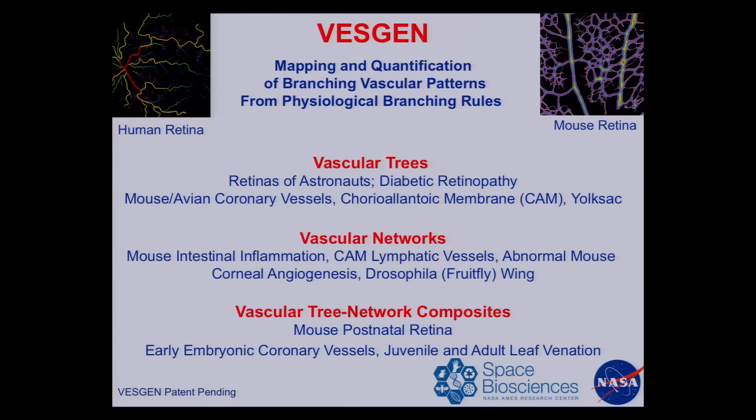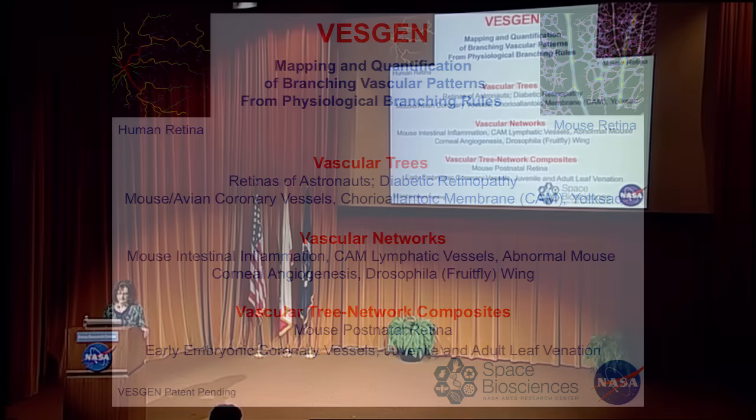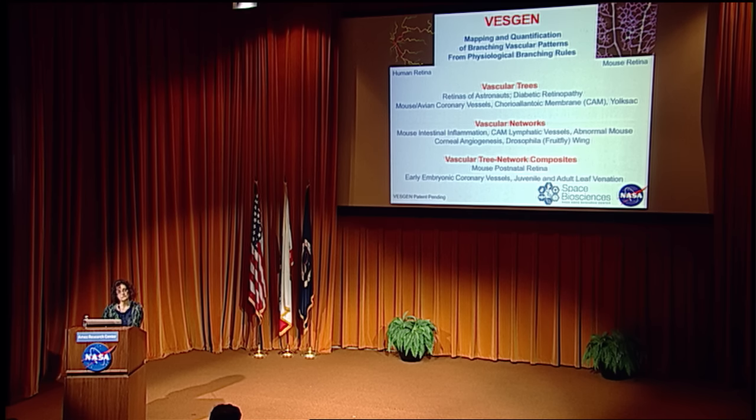We have designed the VestGen software to automatically map and quantify vascular patterning from binary images, according not really to engineering principles, but according to physiological fractal-based branching rules that also involve considerations of anatomy, fluid mechanics, and cell biology. These branching rules that we follow include vessel bifurcations, vessel tapering, connectivity, and also account for the fluid mechanics of blood flow.